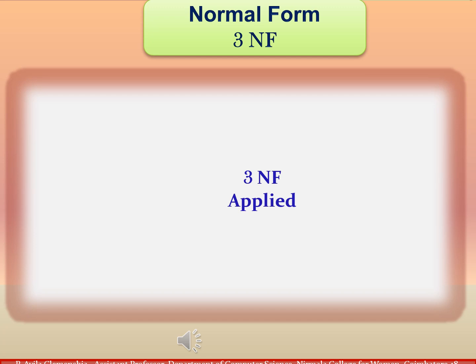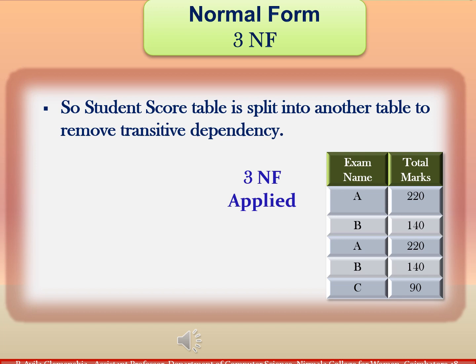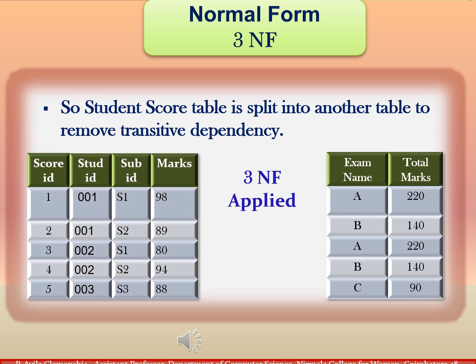Hence, the above student score table is now split into two tables, with score ID, student ID, subject ID and mark attributes in one table, and the exam name and total mark attributes are separated from the original table and placed in another new table. This is done to eliminate the transitive dependency, and hence third normal form is applied and the result of third normal form is shown as two new tables.